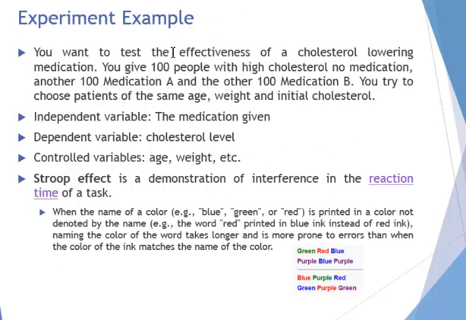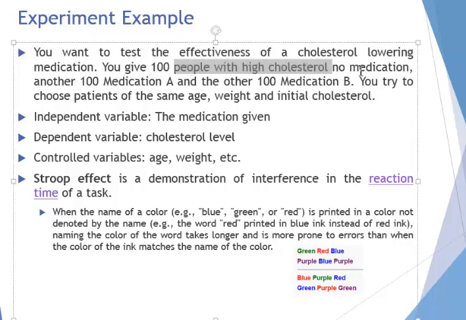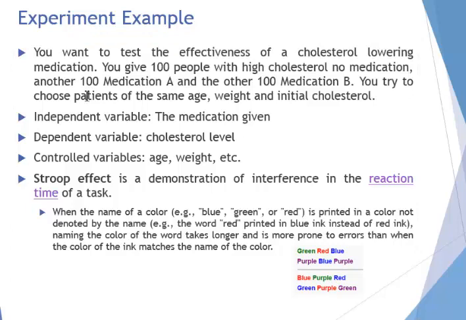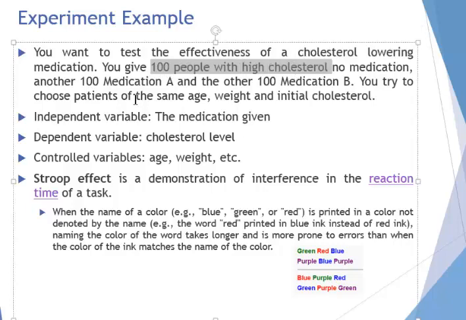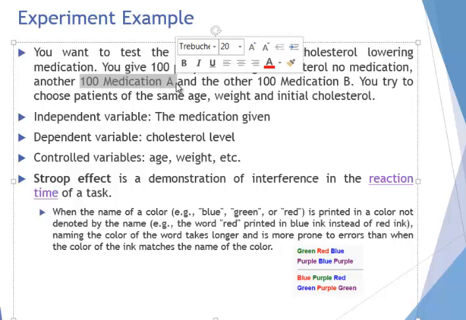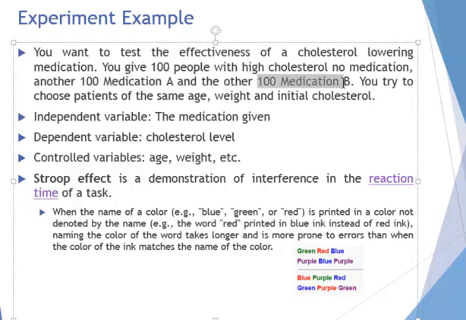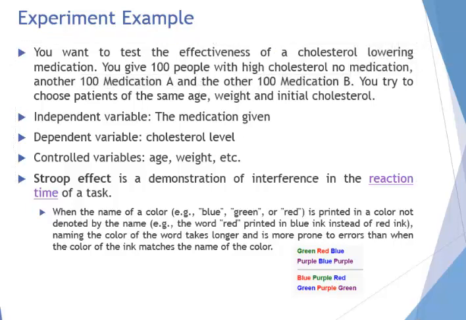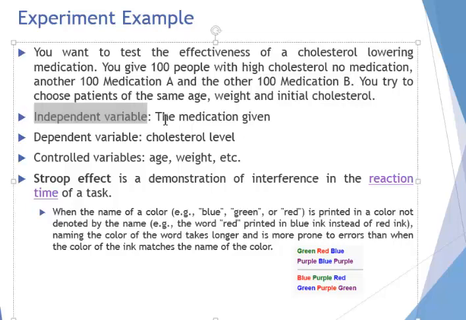Here's an example. If you want to test the effectiveness of cholesterol-lowering medication, you can give 100 people with high cholesterol no medication. That is the control group. Then you can give another group medication A and another medication B. You've really got three things that you're testing. You have the control group, that is the people that you give nothing to. You've got two experimental groups. The one that you give medication A, that's the experimental group for medication A. Then you've got medication B, the people that you give medication B to. And so that's the independent variable.